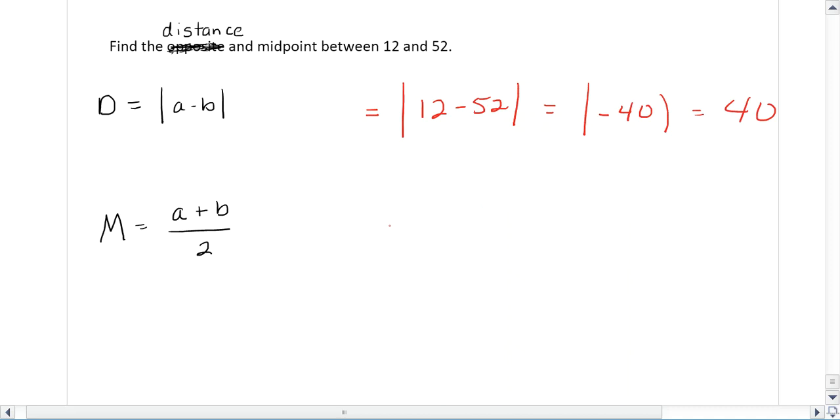Then when we do midpoint, we put in the 12 and the 52 for the A and the B. And it says to divide them by 2. So if we add those, 12 and 52 is 64. And if we divide that by 2, we get a midpoint of 32.